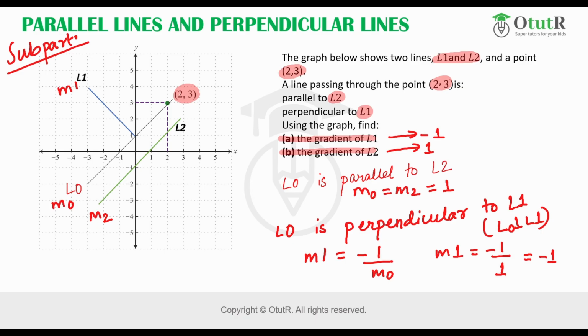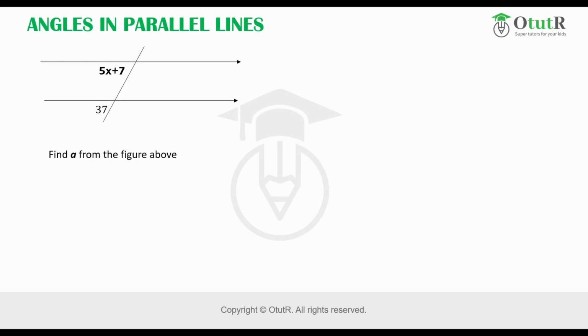I hope you understood this one. Now we are going to go to the next question quickly, and this is about angles in parallel lines. Okay, there's a small mistake. Let me correct this. We have to find x. So they are saying that these are the two angles and we have to figure out what is the value of x from the figure.